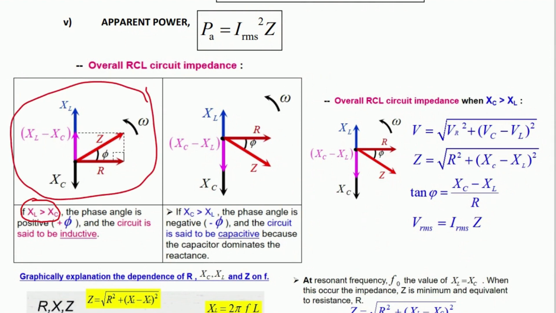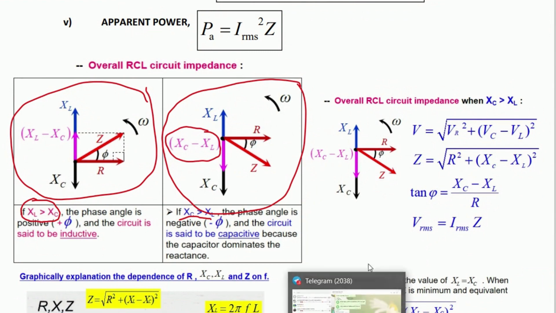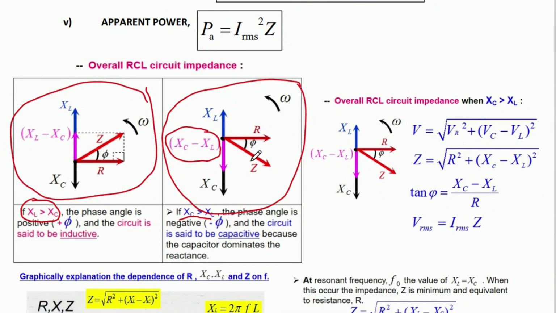Now for the RCL circuit where XC is larger than XL, the resultant will become here. So Z total is below the X axis. If XL is larger than XC, Z total is above the X axis. This one is above the X axis, and this one is below the X axis, yeah.